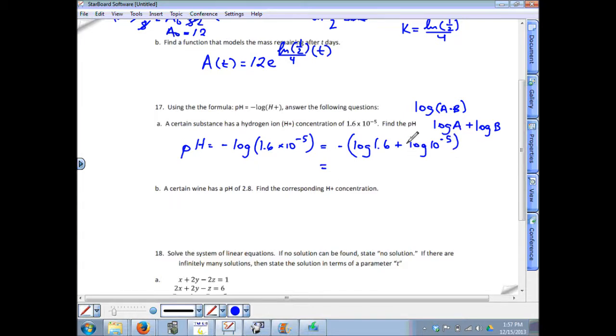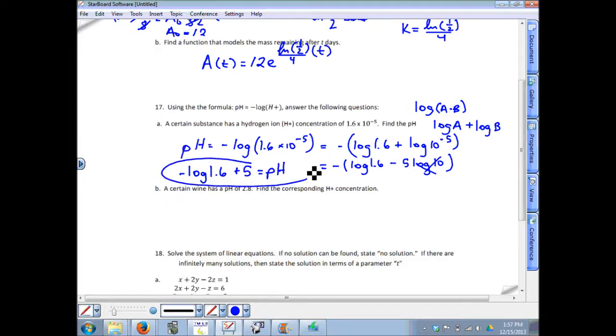Now this negative 5 can drop down in front of that logarithm. And then we're taking this log, which has a base of 10, of 10, so those cancel each other out. And if we distribute this minus sign, we're going to end up with negative log of 1.6 plus 5, and this is equal to the pH. Unfortunately, since I'm not using a calculator, that's as far as we can take that calculation.